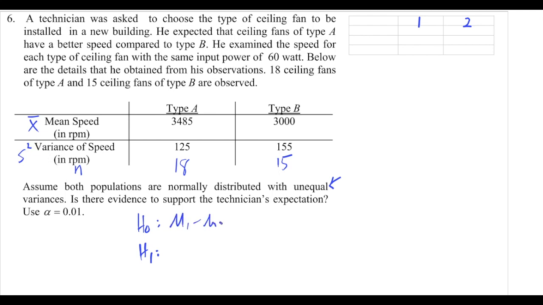Mu1 minus mu2 equals to 0. What are the technician's expectation? He expected the ceiling fans of type A to have better speed compared to type B. So the speed is in rates per minute. That means you want mu1 to be greater than mu2. Or mu1 minus mu2 is greater than 0. And we'll be using the t-test to calculate the test statistics.